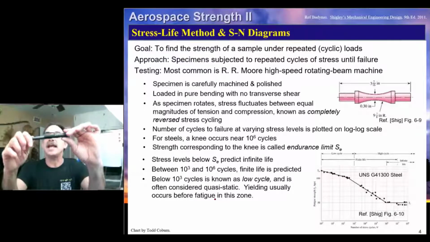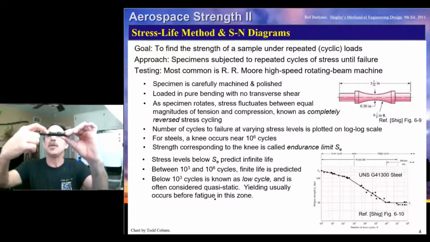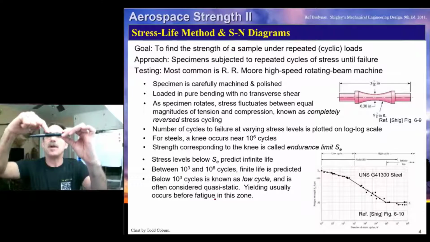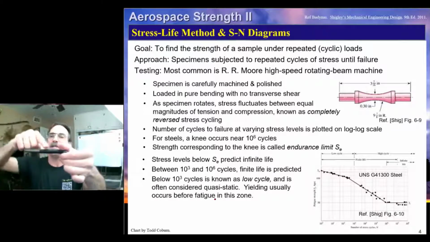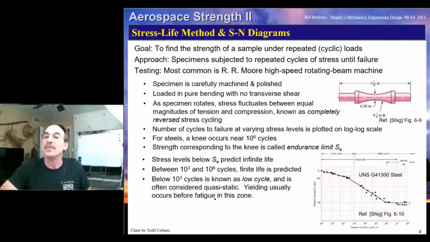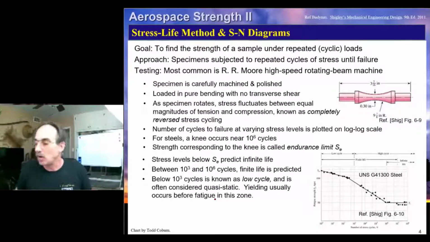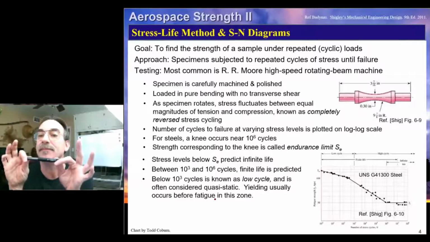but now we rotate it. That means this point here is in tension, and as we rotate the sample, now this point is in tension. Now this point, you see that? So that means if we follow this point around, we're going from tension to zero to compression to zero to tension and so on in a nice smooth way. See how that works? That's what we're going to call fully reversed bending.